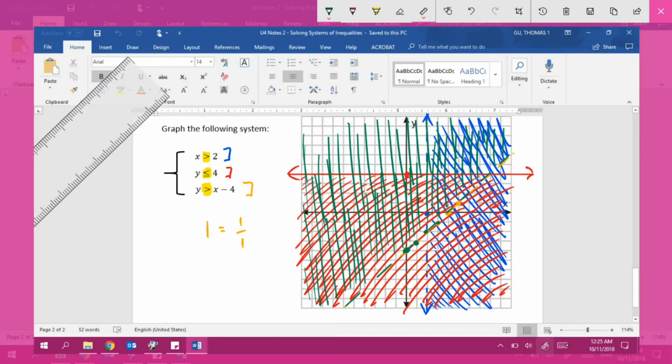And so you can see this one's pretty messy. It's a little hard to see. The whole graph is shaded, but the solutions are going to be the place where all 3 shaded colors overlap. And if you look really hard, you can see that that's actually going to be right here. It's going to be this triangular area right here. That's my solution set. That's where all 3 shading colors overlap, right there.